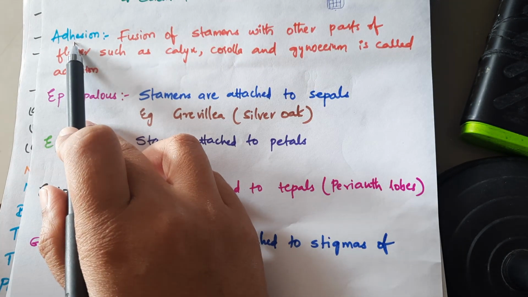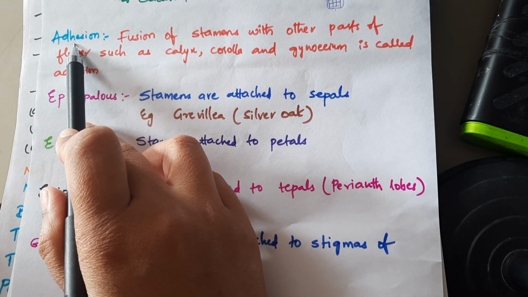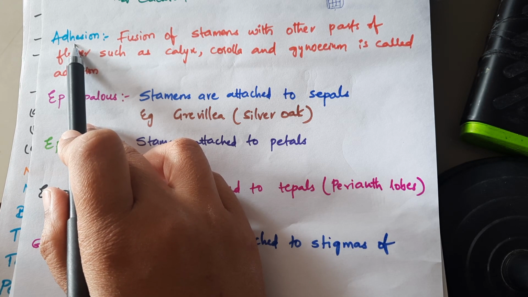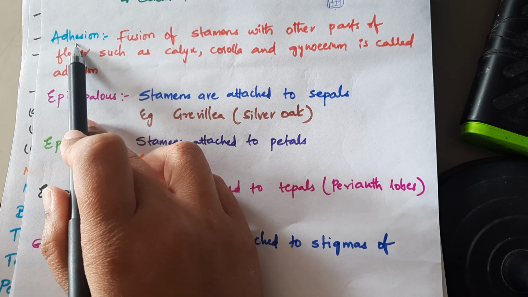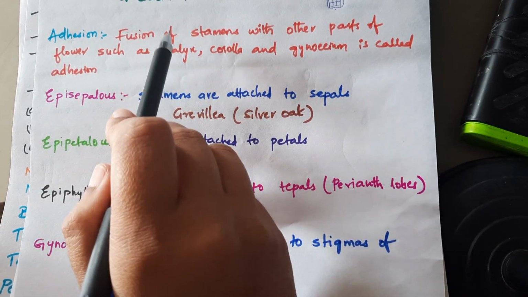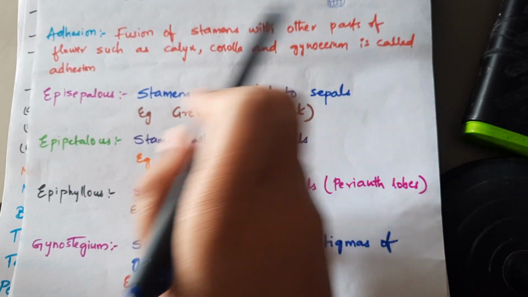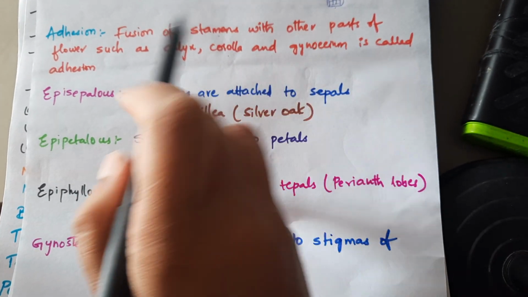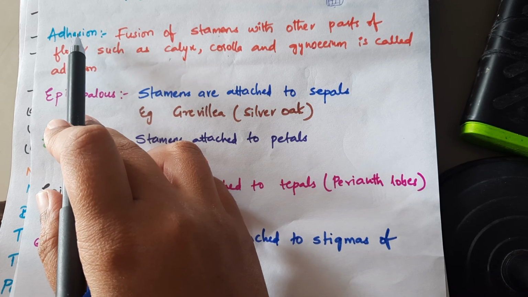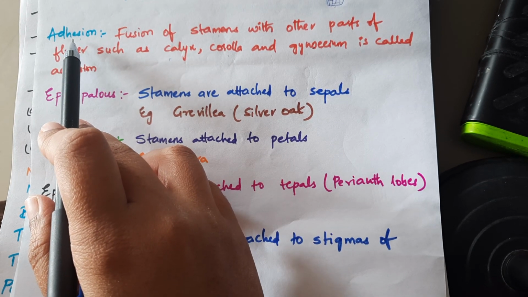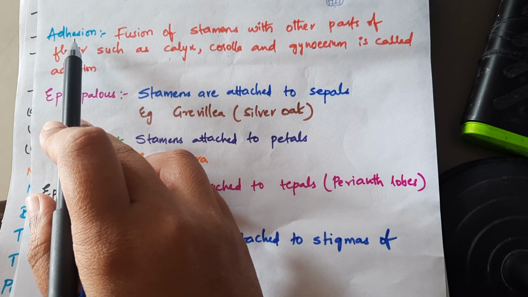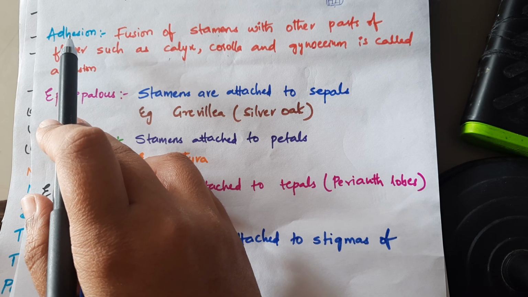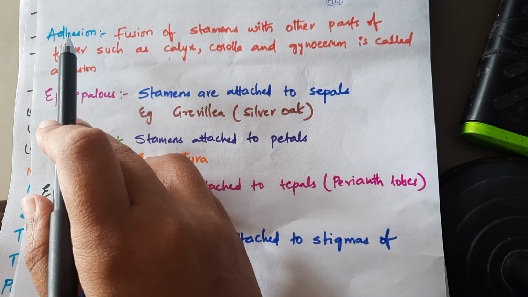We completed cohesion. We have seen the adelphi, syngenesious and synandrous conditions. Now we'll go for the adhesion. What is adhesion? Fusion of stamens with other parts of the flower such as calyx, corolla and gynoecium. So this is known as the adhesion. In cohesion, what we studied there was the fusion between the stamens only, either the filaments or the anther lobes fused.